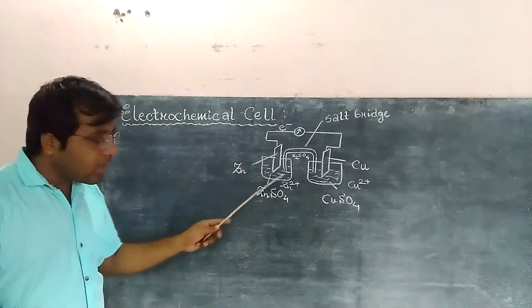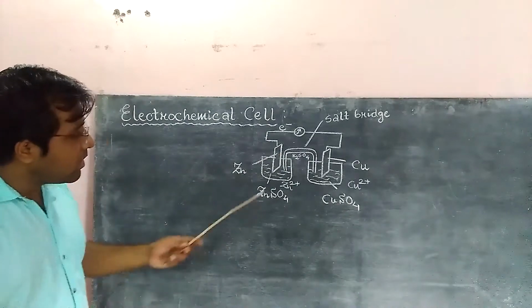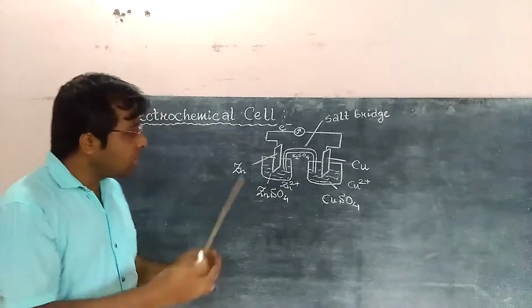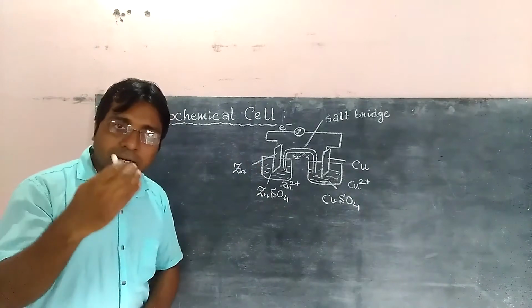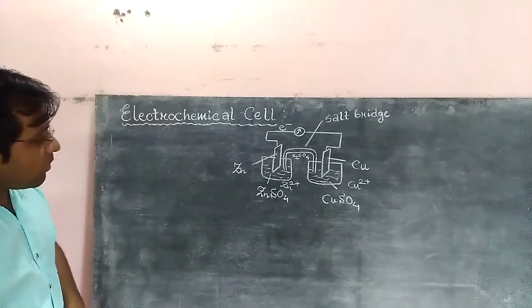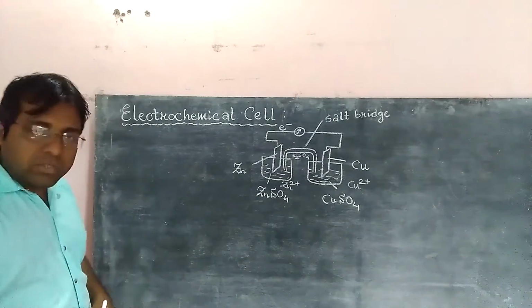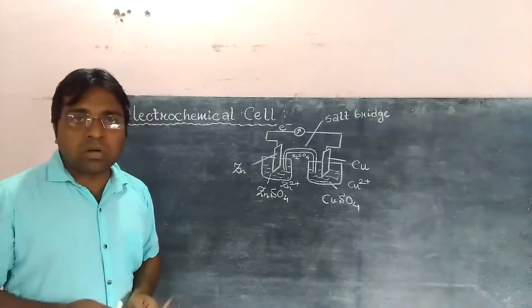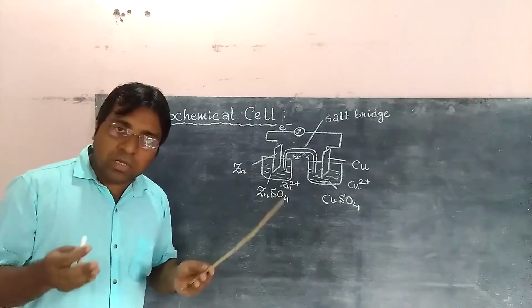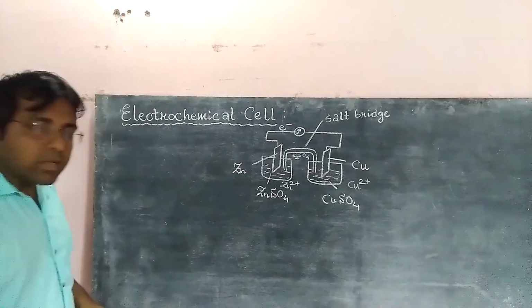So, this we can consider as a half cell and this is another half cell. And as a whole, it is a complete cell or electrochemical cell. Now, let's look at the function of this cell. What happens basically here? Zinc is a little bit more reactive than copper, as we already studied in our previous classes. So, what happens to zinc?